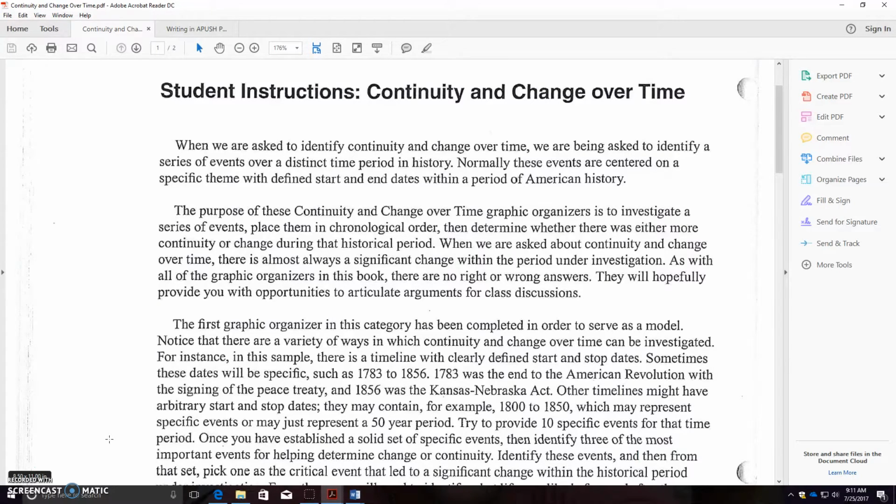Normally these events are centered on a specific theme with defined start and end dates within a period of American history. The purpose of these continuity and change over time graphic organizers is to investigate a series of events, place them in chronological order, then determine whether there was either more continuity or change during that historical period. When we are asked about continuity and change over time, there is almost always a significant change within the period under investigation. As with all of the graphic organizers in this book, there are no right or wrong answers. They will hopefully provide you with opportunities to articulate arguments for class discussions.